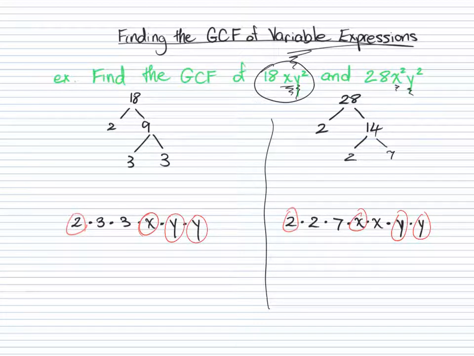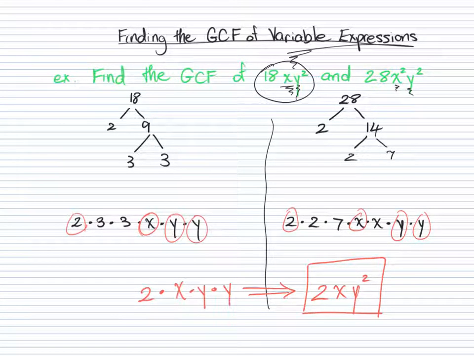And so our GCF is 2 times x times y times y, or we can go ahead and shorten that a little bit, and it becomes 2xy squared. And that's how you write the GCF of a variable expression.